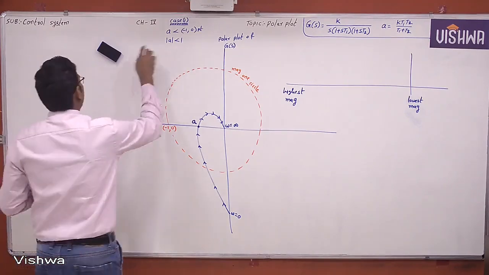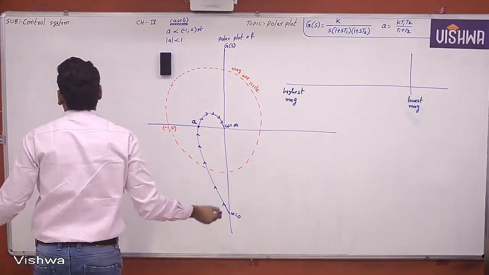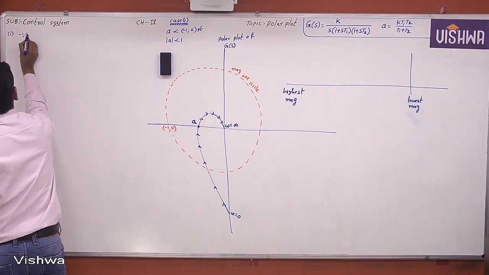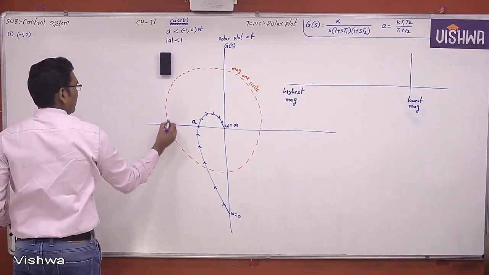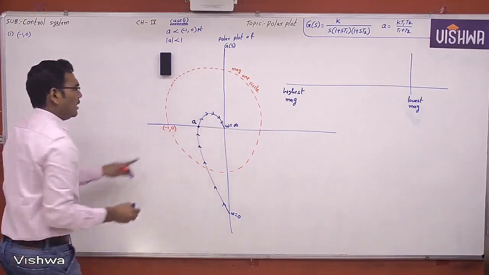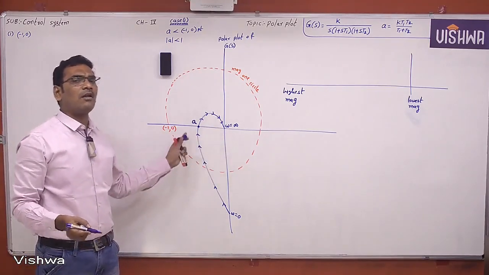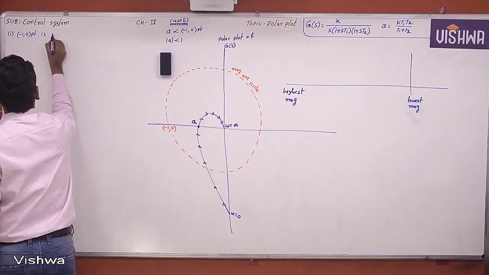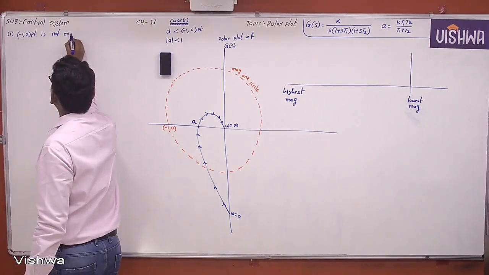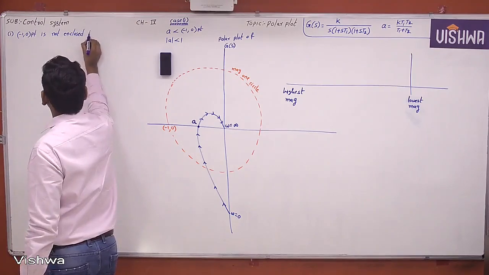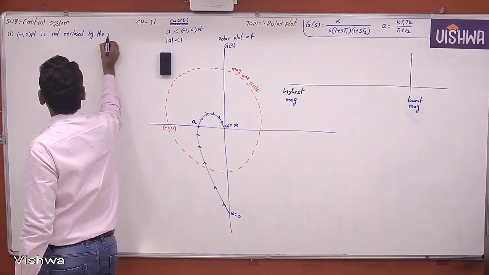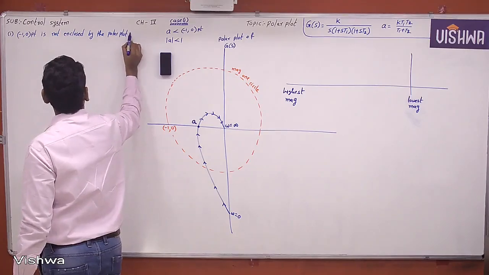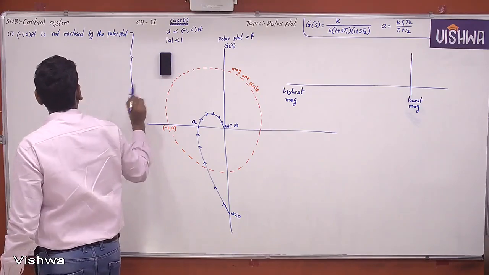Now there are 3 points I want to explain here. While looking at the problem I can understand that this is the minus 1 comma 0 point, and this is the polar plot direction. Now is your minus 1 comma 0 point enclosed or not enclosed? Not enclosed. The minus 1 comma 0 point is not enclosed by the polar plot. If it is not enclosed by the polar plot, don't do anything.